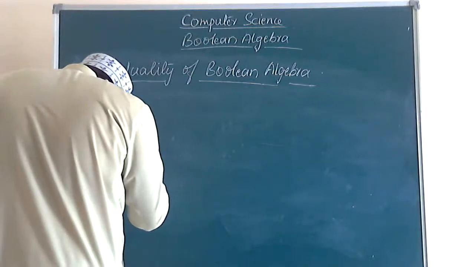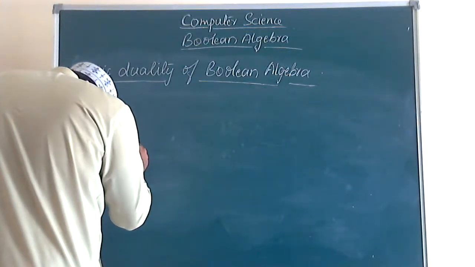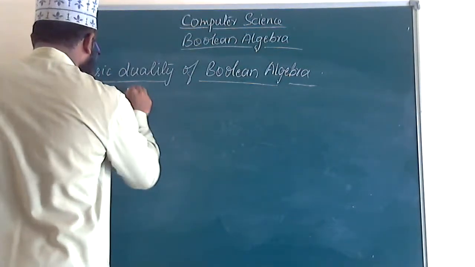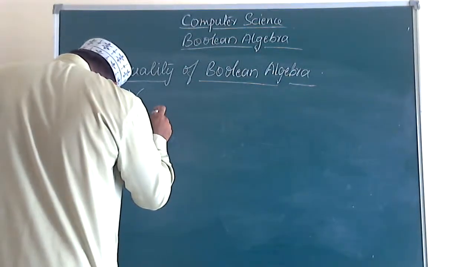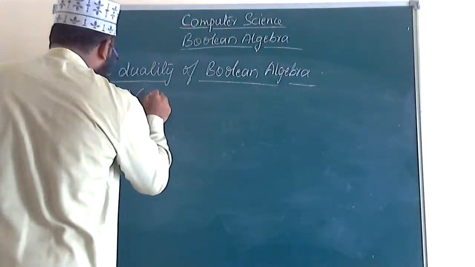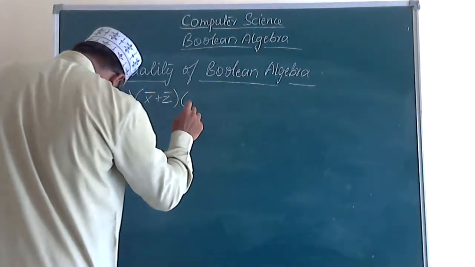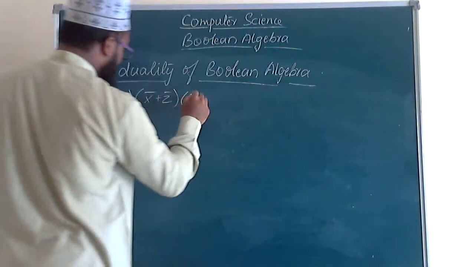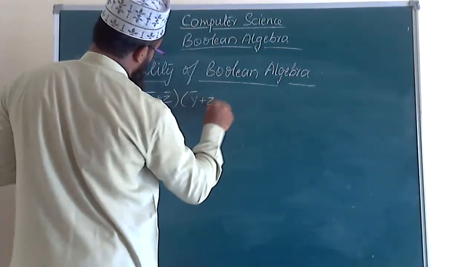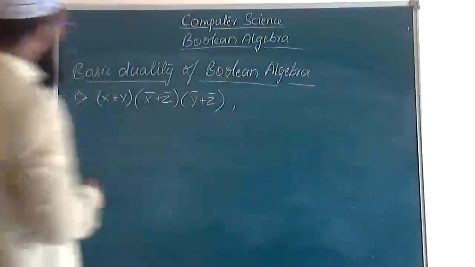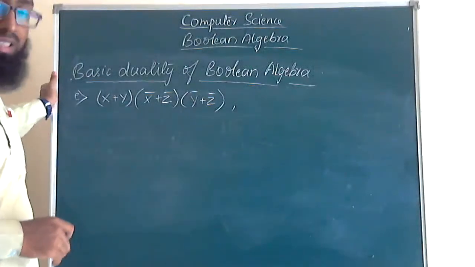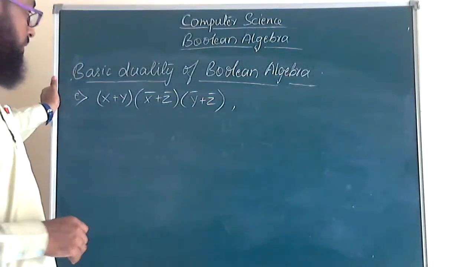X plus y into x bar plus z bar into y bar plus z bar. So, how can we change this to its dual form?